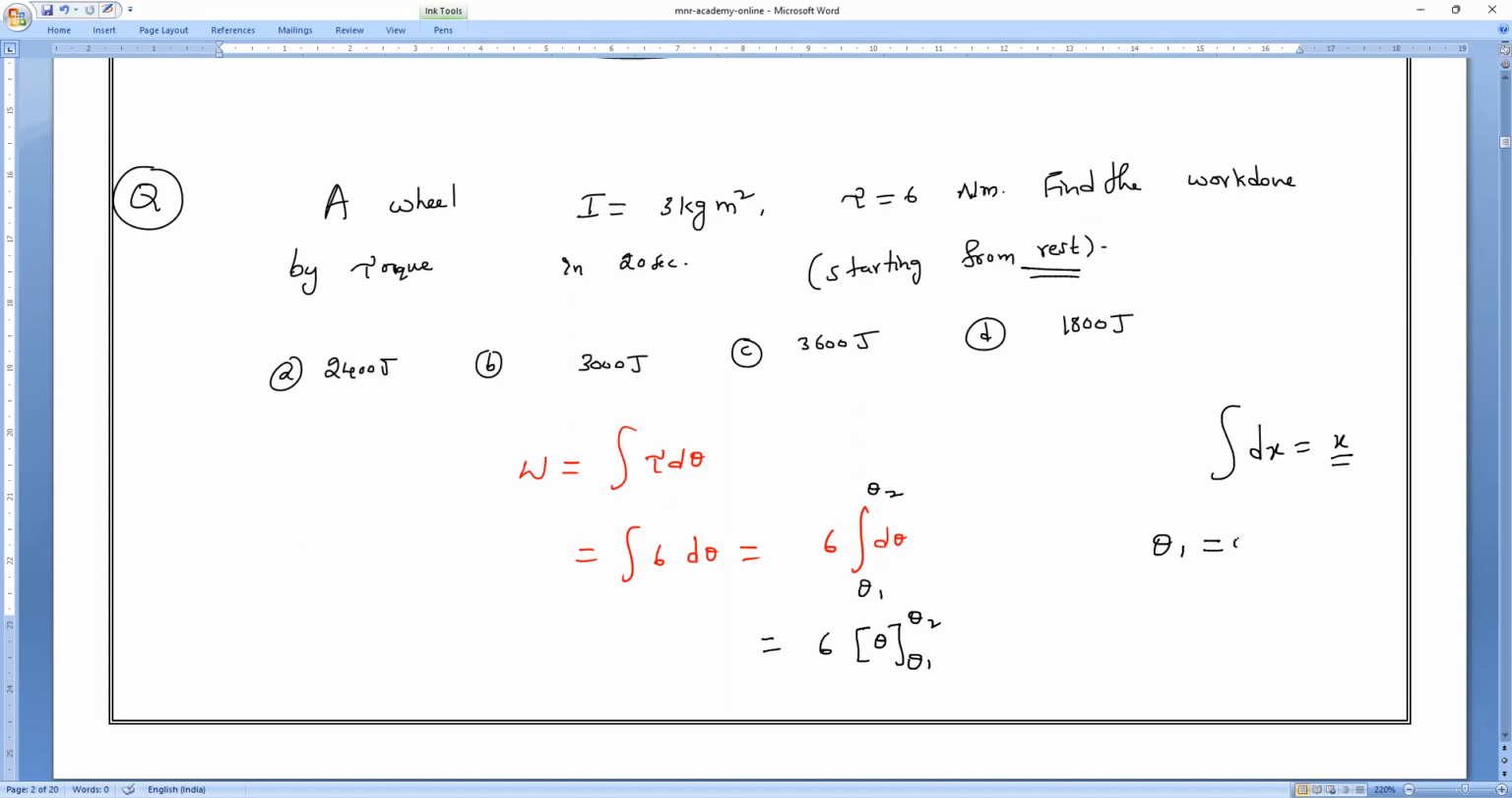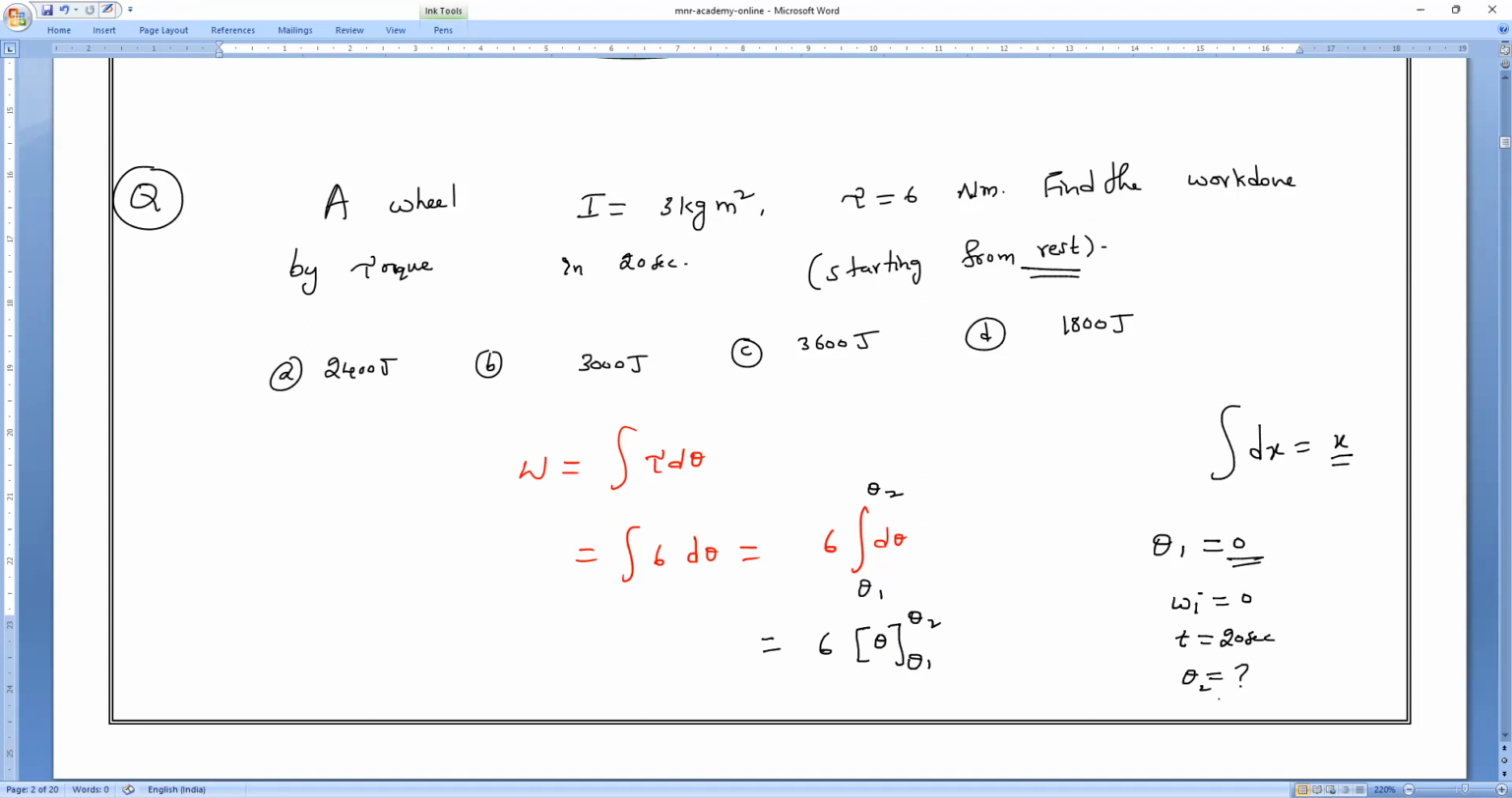Starting from rest, theta 1 is equal to what? All of you? 0. Now we all know if theta 1 is 0, then angular velocity is also 0. And what is the time they have given? Time t is 20 seconds. So after 20 seconds, what is the theta they are asking?